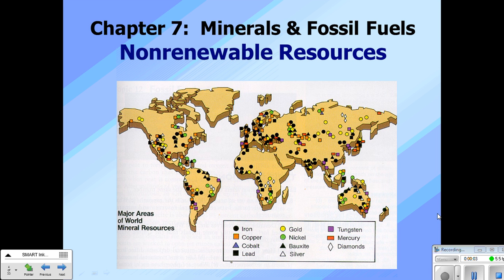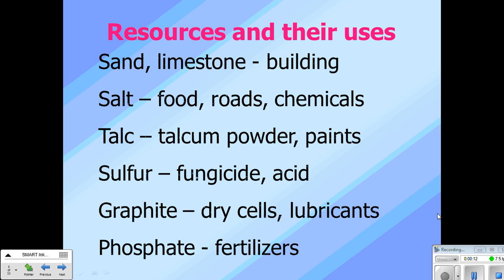These are the non-renewable resources notes, and then we'll continue on and do the alternative energy notes. Resources and their uses. You've got a little chart to fill in with these types of things. Sand and limestone you can use for building. Salt, use on foods, roads, and chemicals.